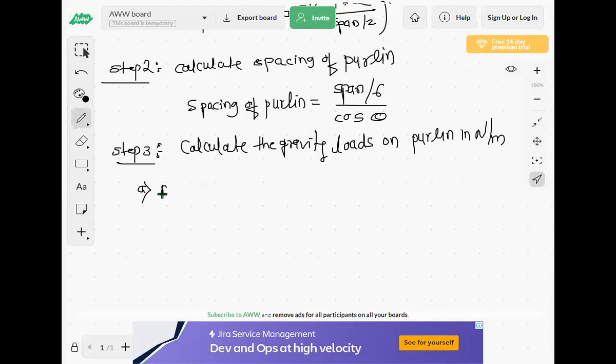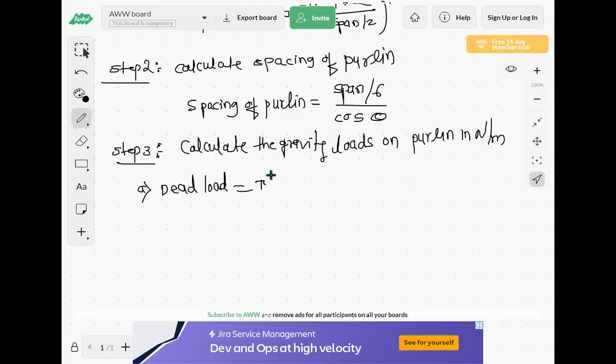So first load is the dead load. Now here, these loads are directly given in the problem, dead load, live load and wind load. So in the design of purlin, this dead load, live load and wind load are directly given in the problem statement.